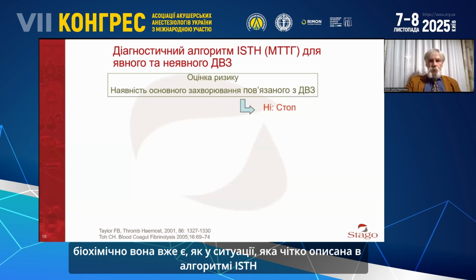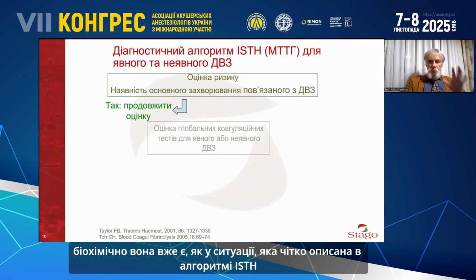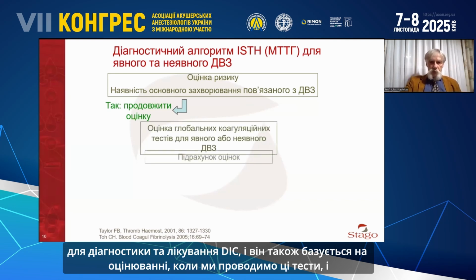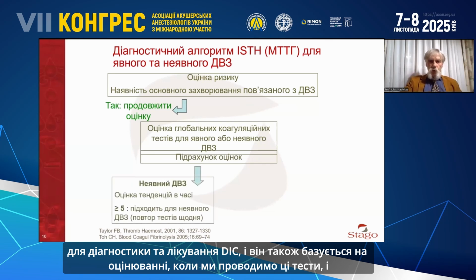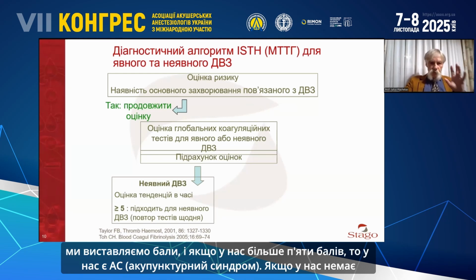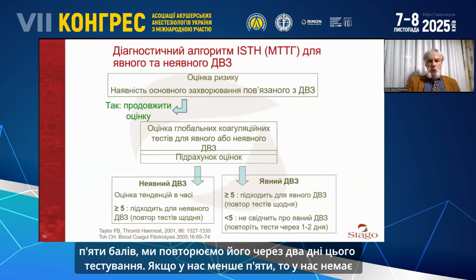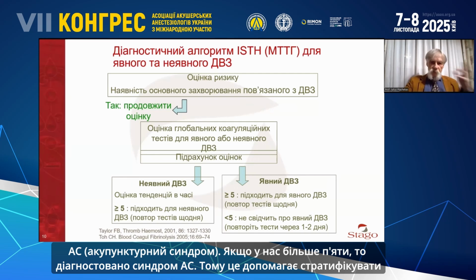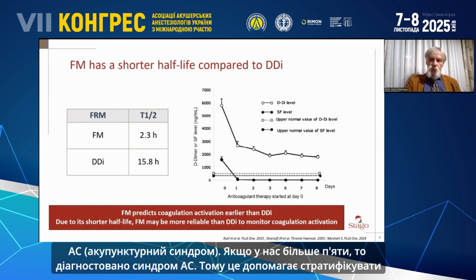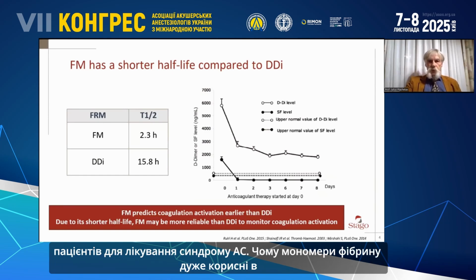This is clearly described in the ISTH algorithm for DIC diagnosis and management, and it is also based on scoring. When we have these tests done and we give scores, if we have 5 or more scores, we have DIC. If we don't have 5 scores, we repeat this testing after 1-2 days. If we have less than 5, we don't have DIC. If we have more than 5, we have a DIC syndrome diagnosis. So it helps to stratify patients for DIC syndrome management.